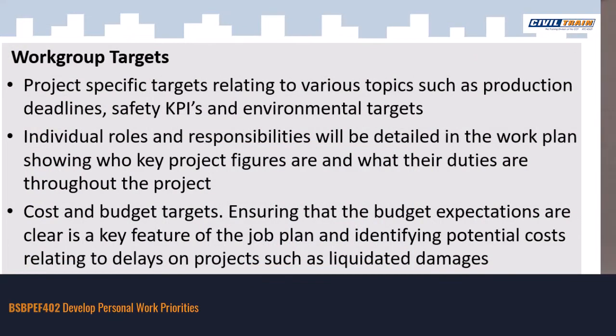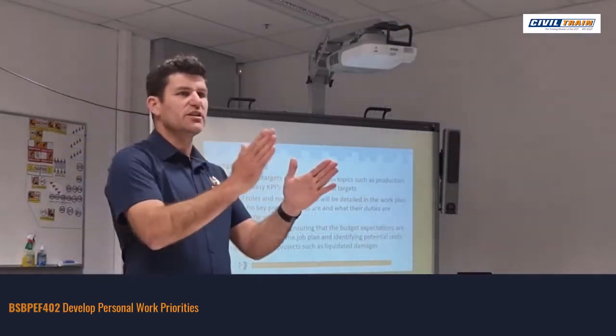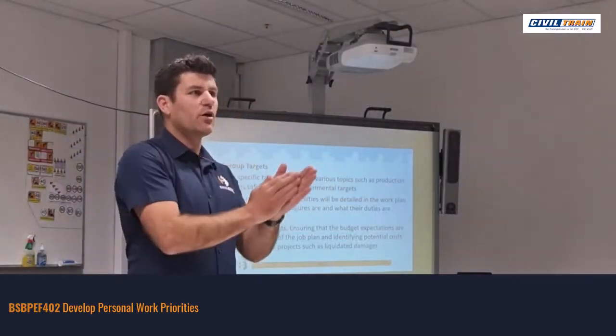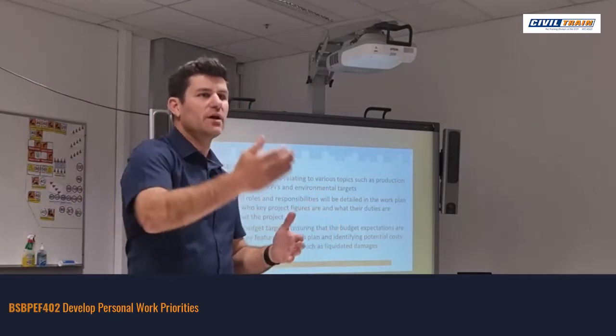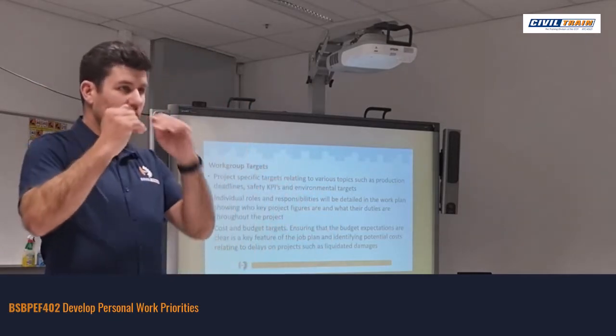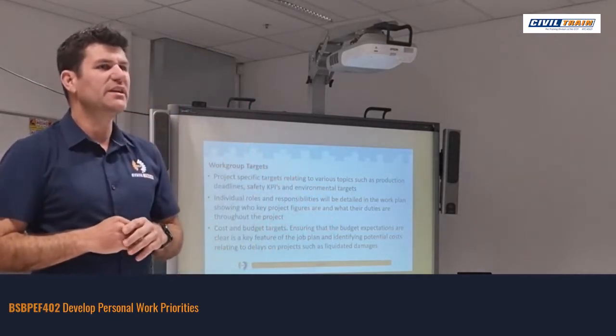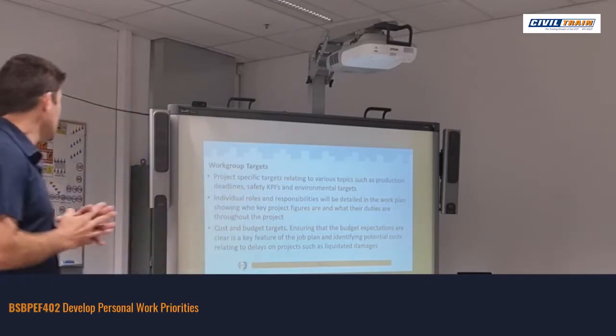All right, our work group targets. So project specific targets relating to various topics such as production and deadlines, which we talked a bit about. Normally with a Gantt chart, you've generally got what's expected. I want up to day 5, I want the mud poured. You've got those key targets, and generally they can be visualised on that chart.